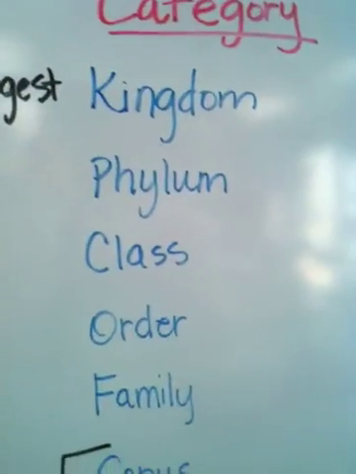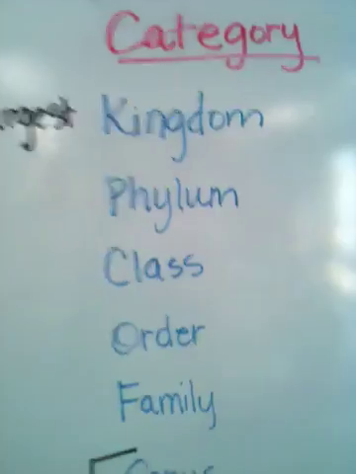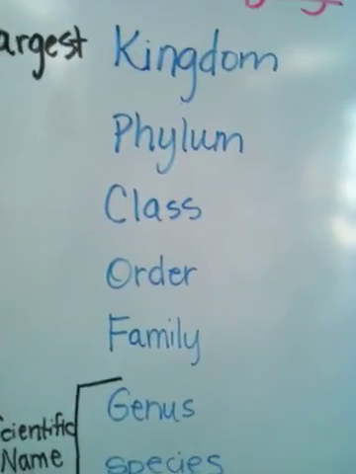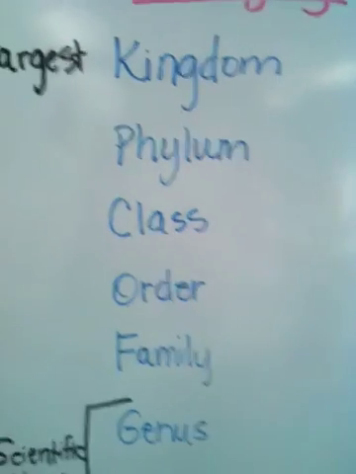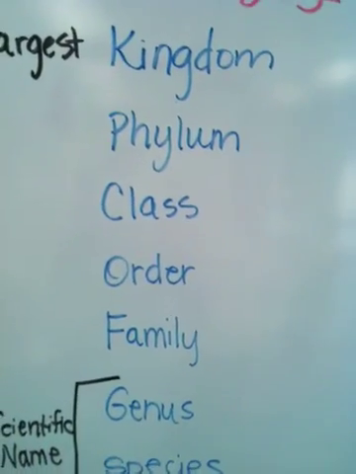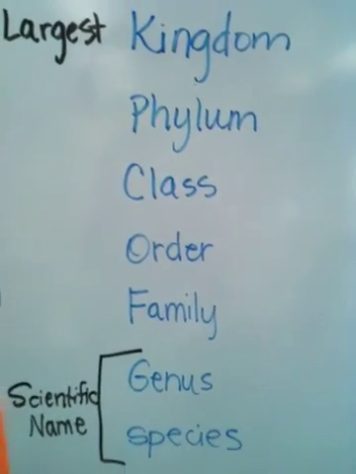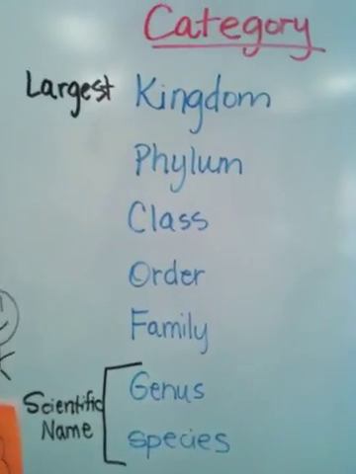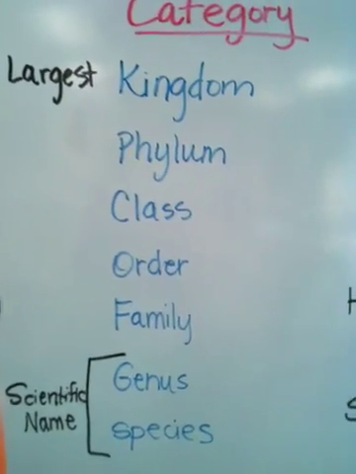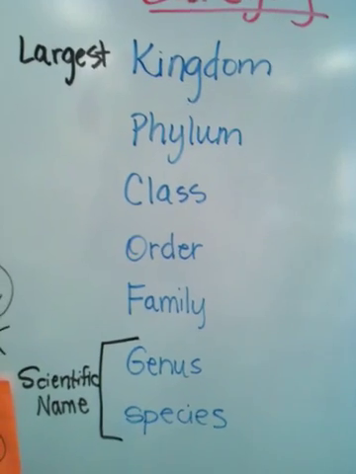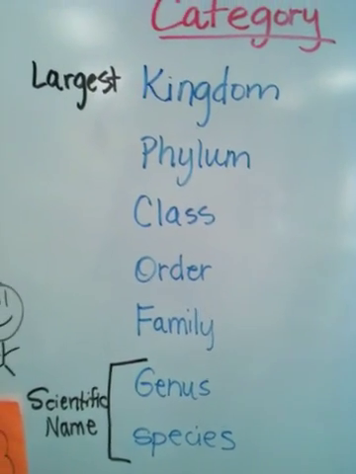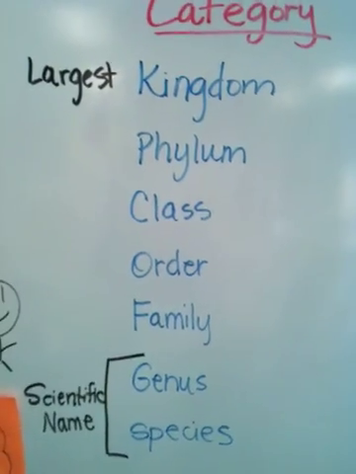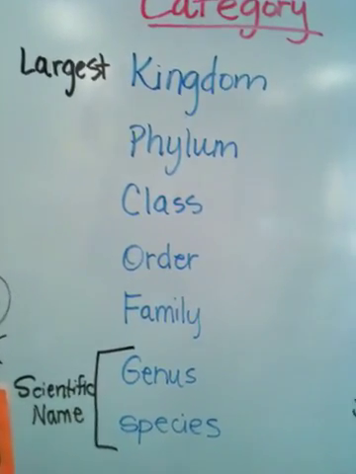It has the most species in it. So the next one down would be phylum, and then class, order, family, genus, and species. These are the categories that we're looking at today: kingdom, phylum, class, order, family, genus, and species. The last 2, the genus and the species, are what make up the scientific name. You'll need to know that.